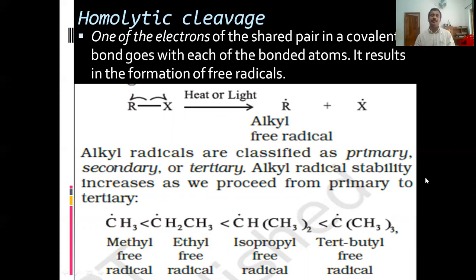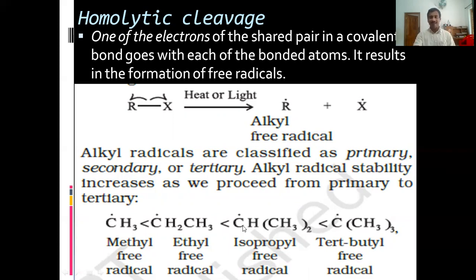Alkyl radicals are classified as primary, secondary or tertiary. Alkyl radical stability increases as we proceed from primary to tertiary. Here you can see CH3 dot, it is a methyl free radical. It is a primary free radical also. Here the one carbon atom is not bonded to any other carbon atom, so it is a primary carbon. And the radical is a primary free radical. Here CH2, this carbon atom is bonded to one other carbon atom. This one also is considered a primary free radical. Here this carbon atom is bonded to two CH3 groups, two carbon atoms.